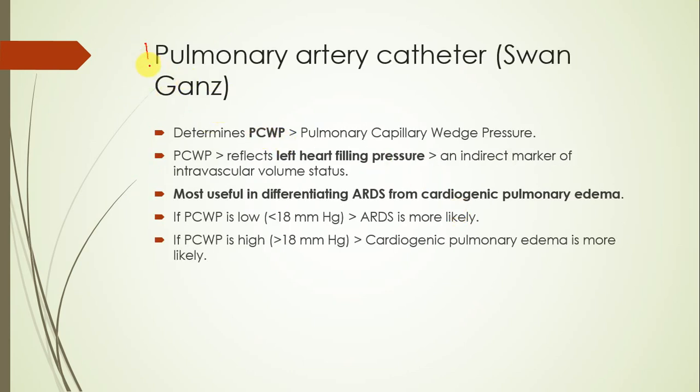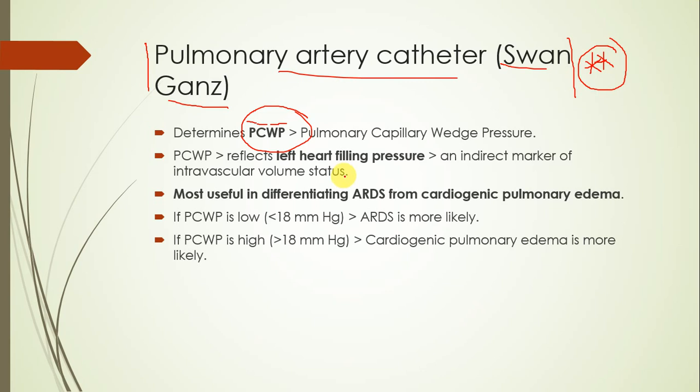Now comes the investigation with the highest significance, which actually differentiates ARDS from cardiac failure. The pulmonary artery catheter, or the Swan-Ganz catheter, is a catheter by which we can measure the pulmonary capillary wedge pressure. This pulmonary capillary wedge pressure actually reflects the pressure in the left heart, especially in the left atrium, and you can also say the left ventricle.